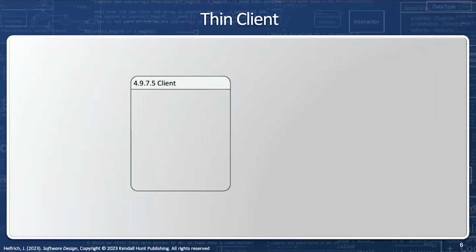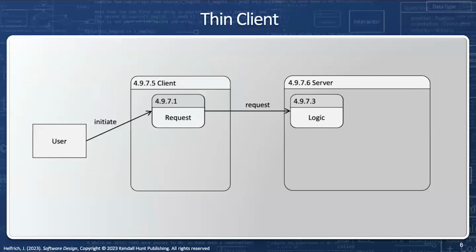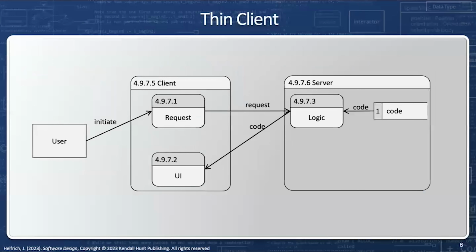So we're going to start with the client, then we're going to have the server, and then we're going to have the user. Now the user is going to initiate a request to the client, and then the client is going to need to get the code from the server in order to operate anything. Normally, that code comes across as JavaScript or something like that, so that code is thrown away as soon as the request is made.